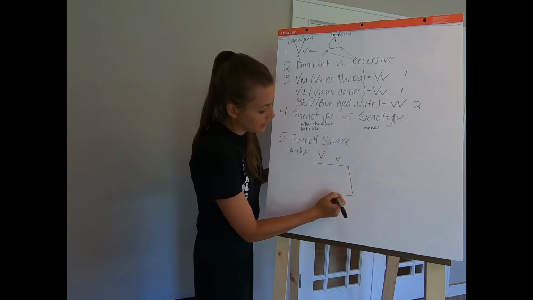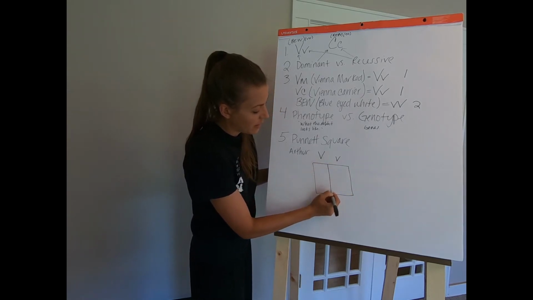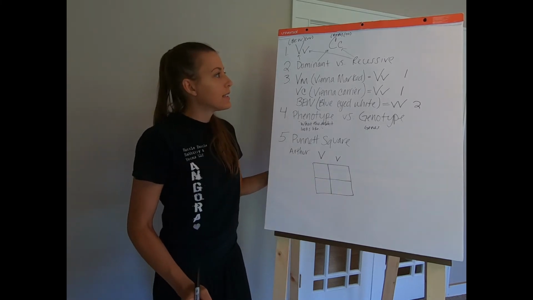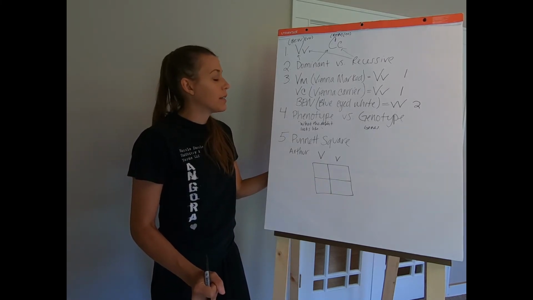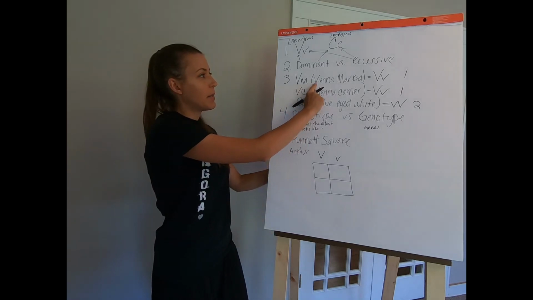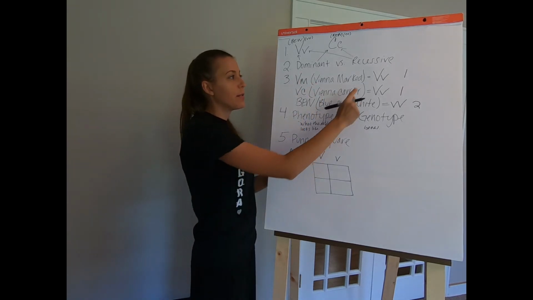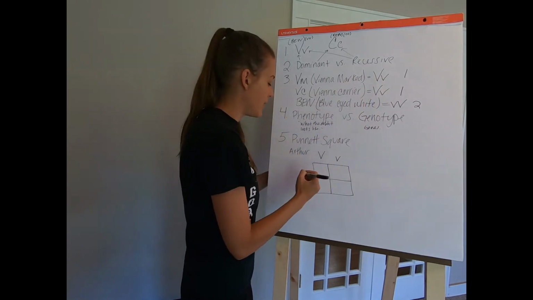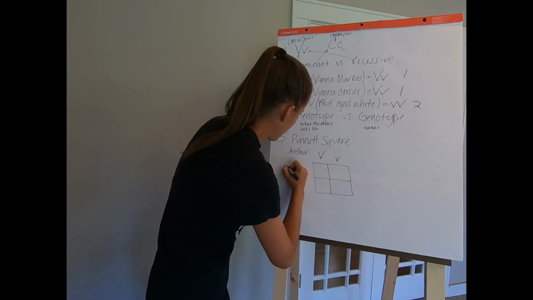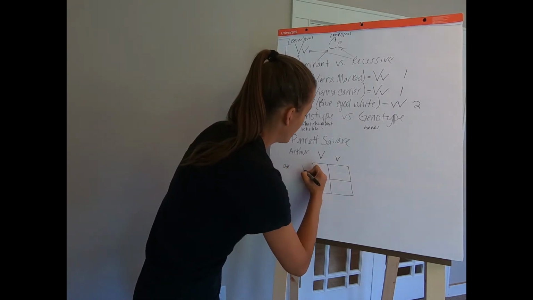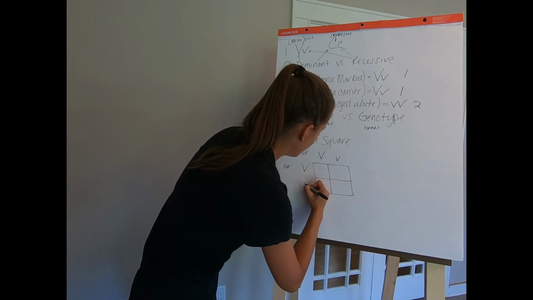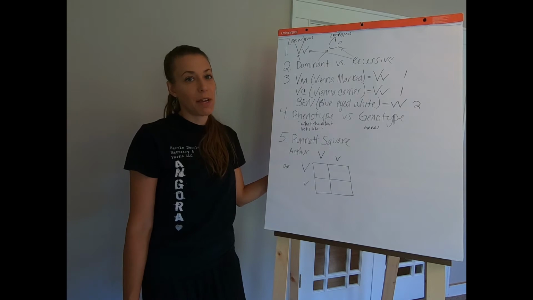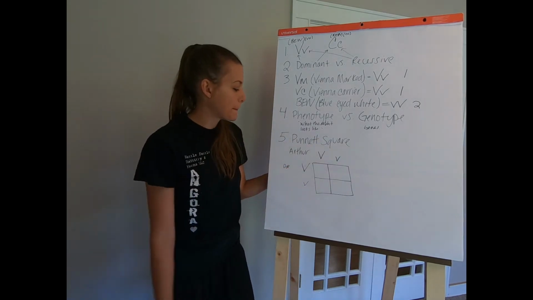We're going to draw our little square. There's 4 boxes in our square. Let's say we're going to breed Arthur to another Vienna marked rabbit, and the other Vienna marked rabbit has the same genotype of Vv. So this is the other doe. We're going to put one uppercase V here, one lowercase here. And this is a simple matching game after that, using your Punnett square.